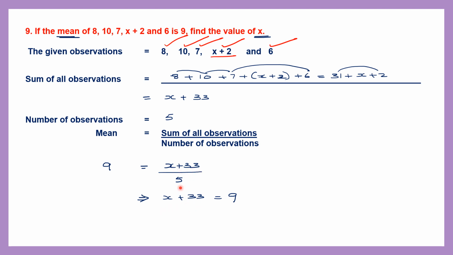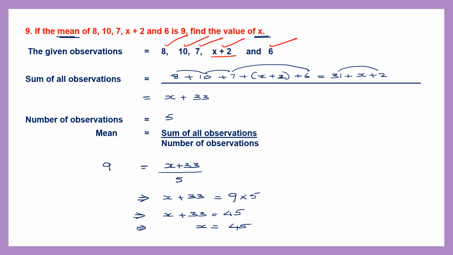Instead, I'm going to move 5 to the other side. So here it is division. When 5 moves to the other side, it becomes multiplication. So this is into 5. So now x plus 33 is 9 5s are 45. Now let's find the value of x. x plus 33 is equal to 45.